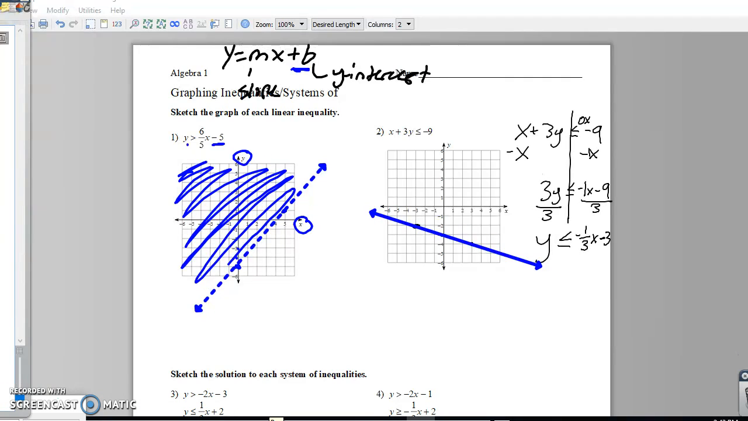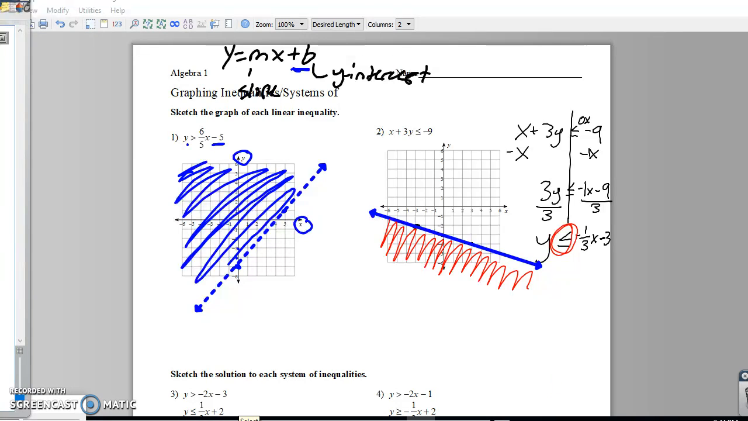And then I want to shade so that I'm including all of the y values that are less than my line. So if I'm at -3 and I want y values less than that, I'm going to shade below. Okay, and that would be my answer for number 2.